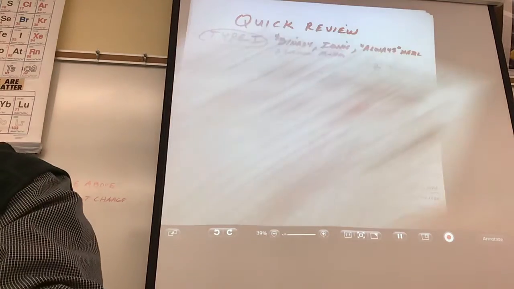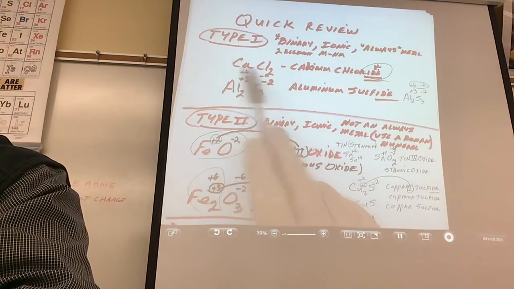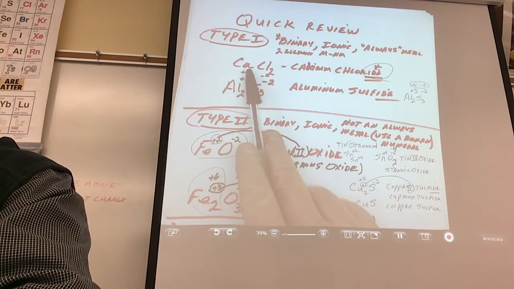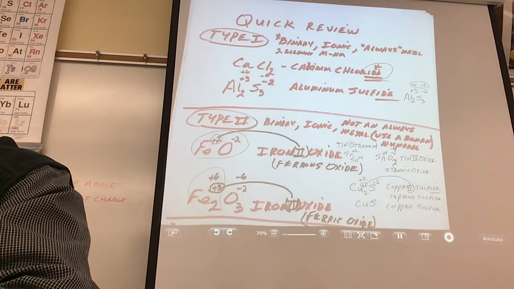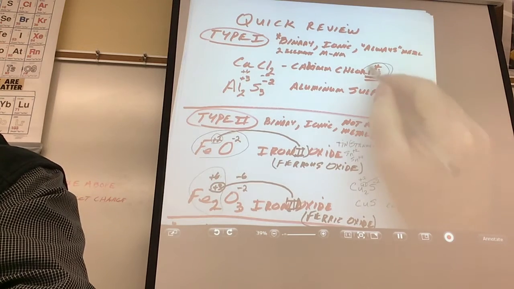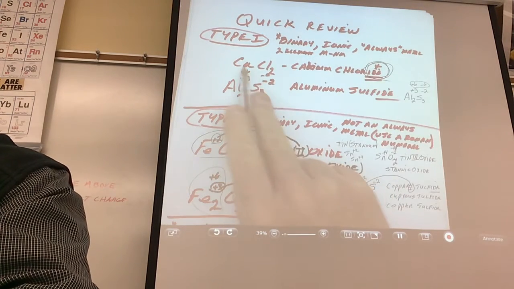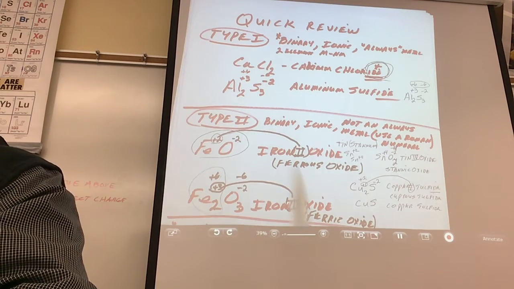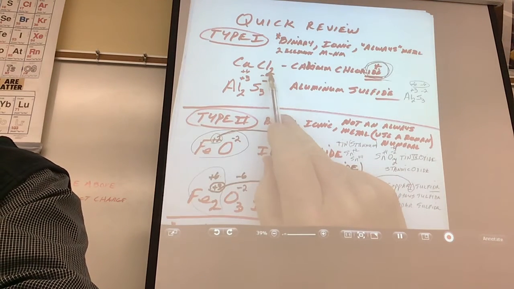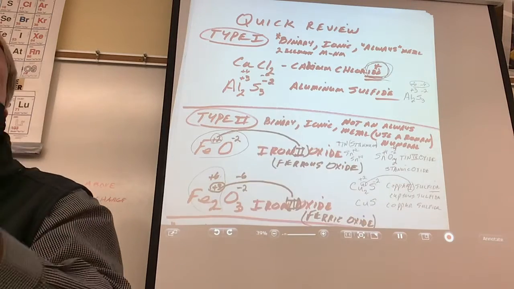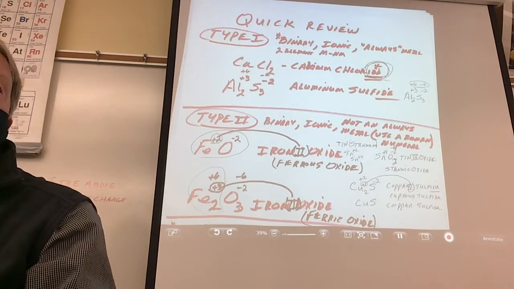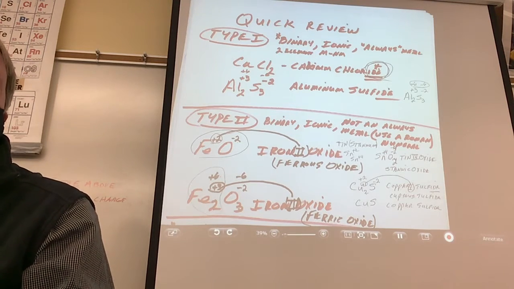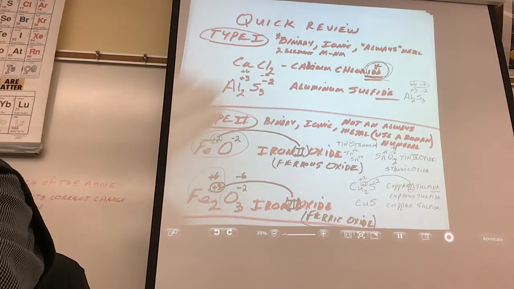Okay, now, if I said, what is the name of this? The way you name it, the metal's written first, you say calcium, but all binary compounds end in IDE. So I don't say calcium chlorine, I say calcium chloride. And it doesn't even matter whether there's 1 chlorine or 2 or 3 or whatever. For this type, we just say calcium chloride. That sounds pretty easy. That's right. That's why it's type 1. It's the easiest ones.